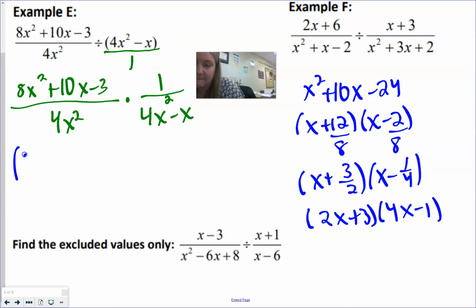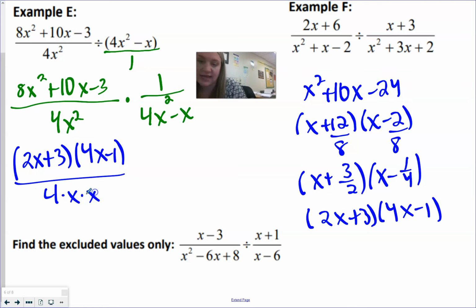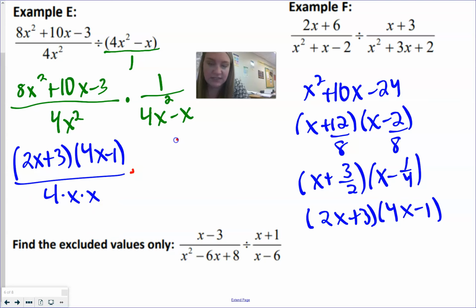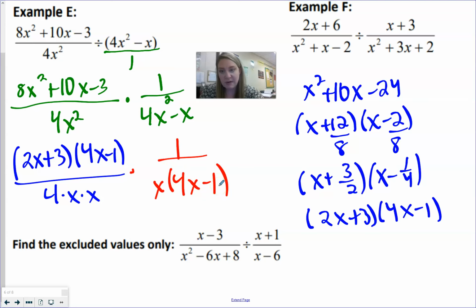This becomes 2x plus 3, 4x minus 1. Our denominator, I'm going to write this as 4 times x times x. I'm going to split it up as much as I can. All right, my other side. We're going to split this up. 1 over, only thing I can take out of here is an x. And now I'm left with 4x minus 1. Okay, so with this problem, I did factoring. Not a whole lot canceled. I really only see one thing. It's just the 4x minus 1, right?